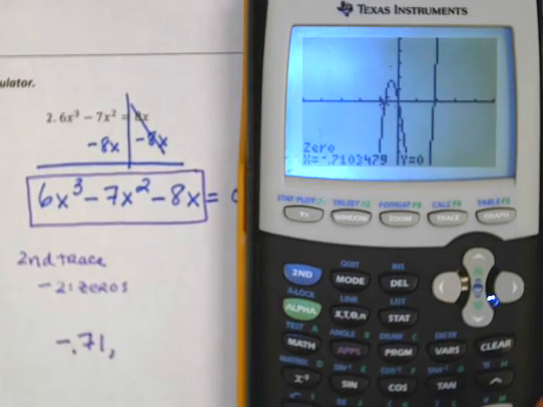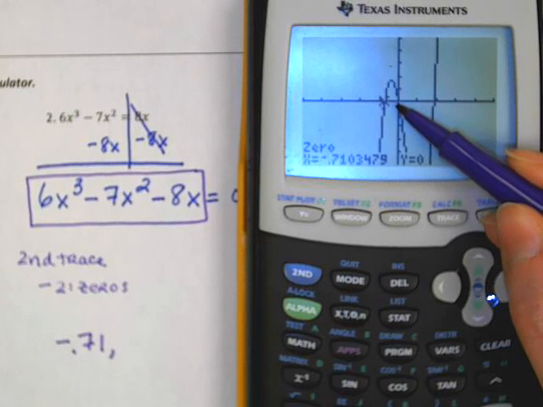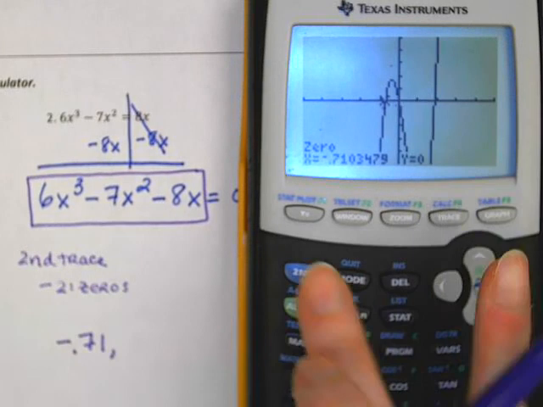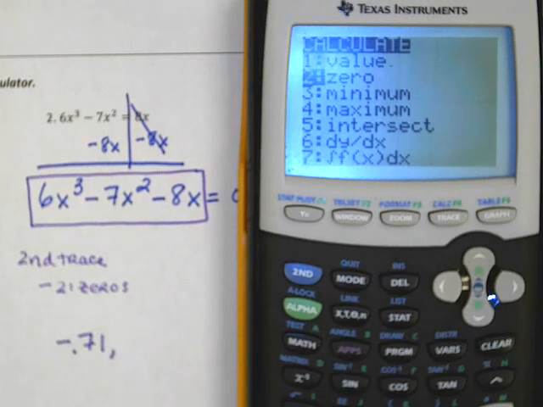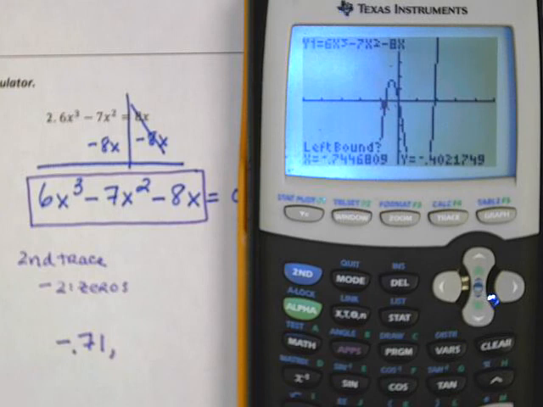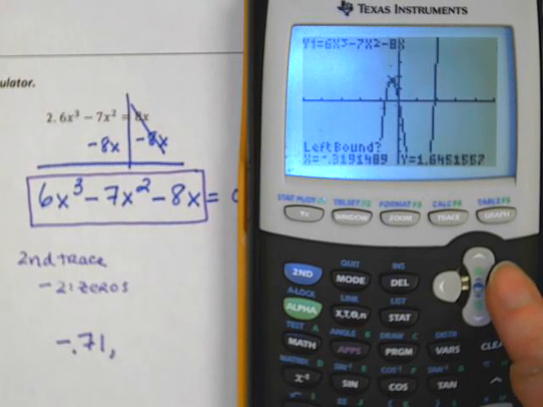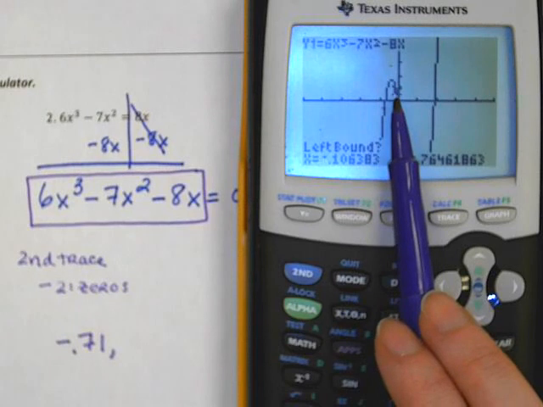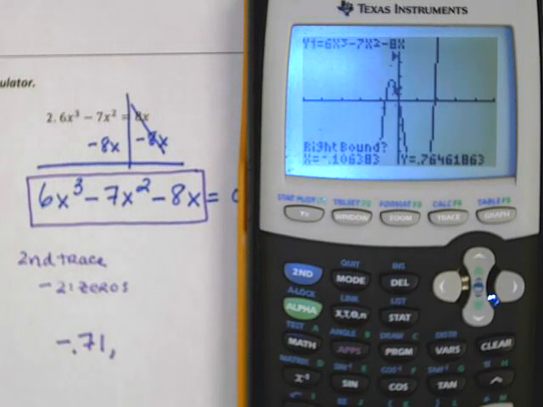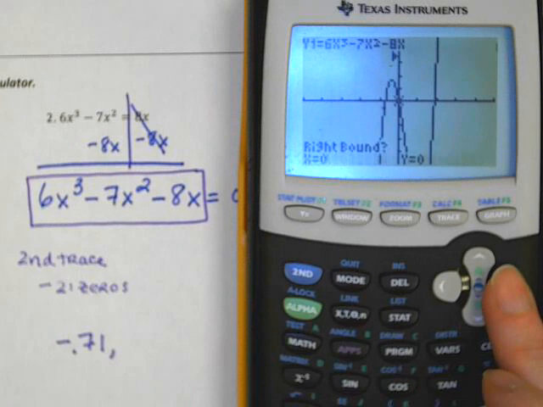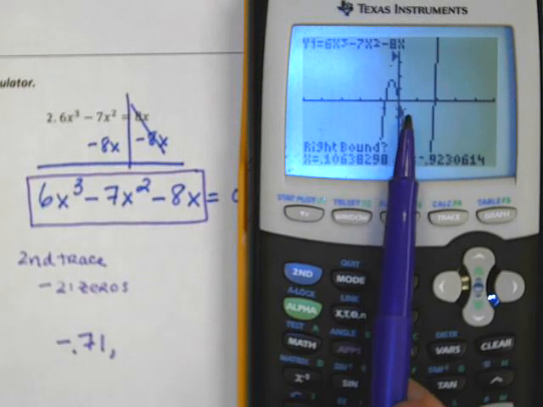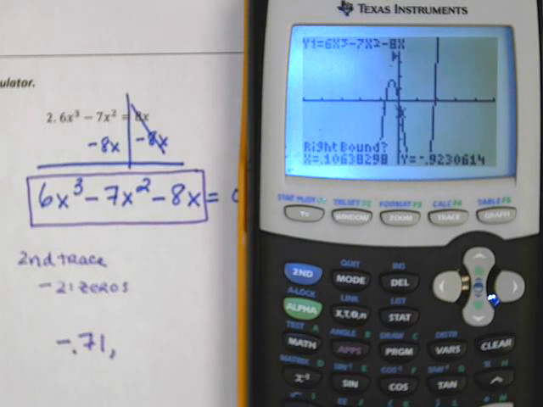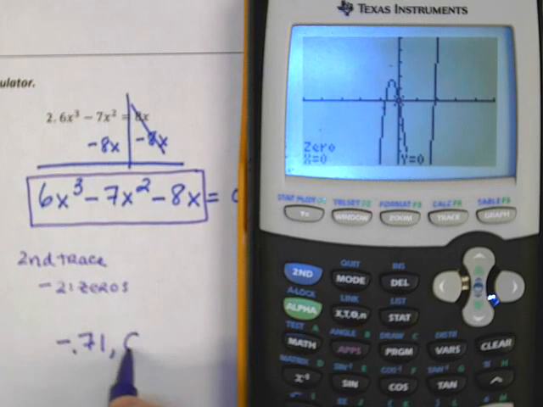Okay, now we do the same thing over again for the one here. This one looks like it's right at 0, but let's just check to make sure. So second trace, option 2, 0. Okay, let's get our blinker somewhere just to the left of this one. Hit enter once. And then let's hit the right arrow so the blinker is somewhere a little bit to the right of it. Hit enter twice. Okay, so that one was just at 0.